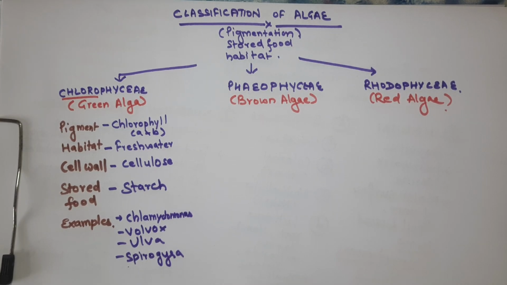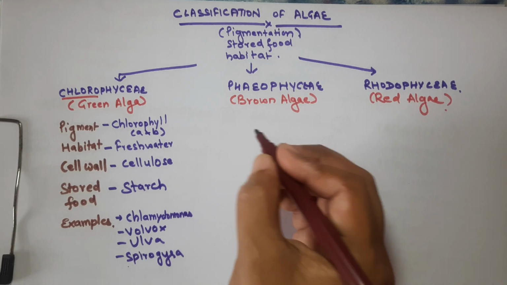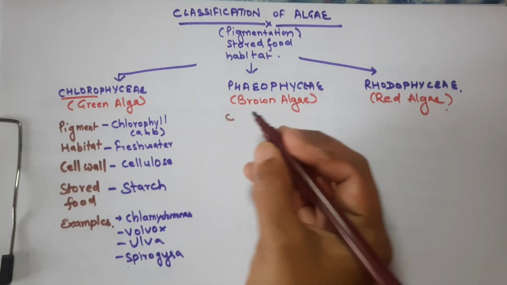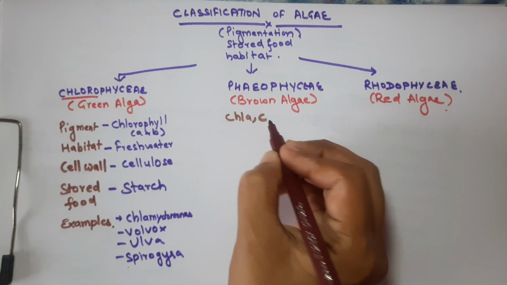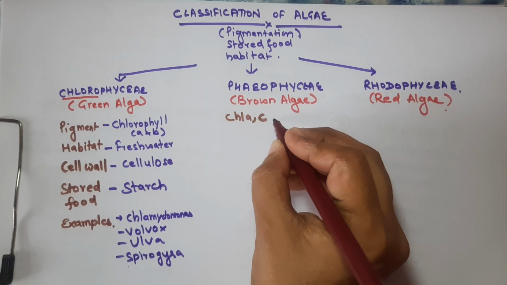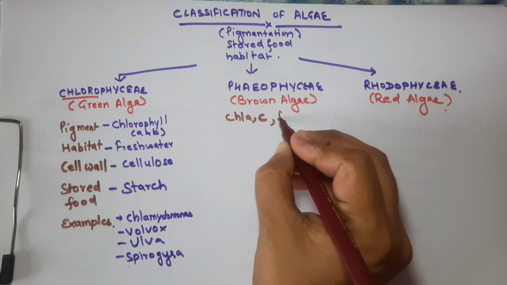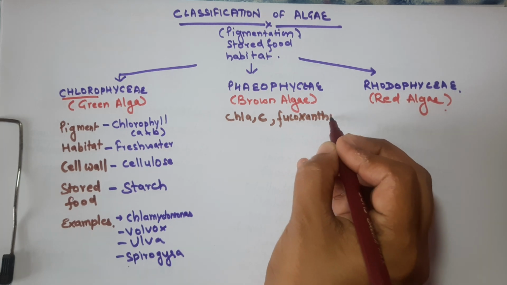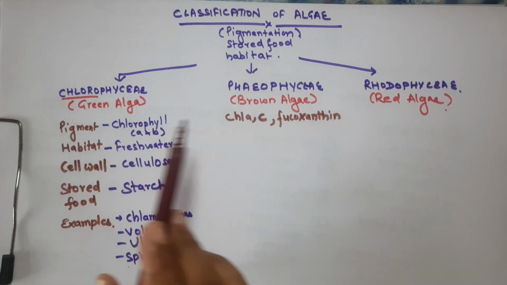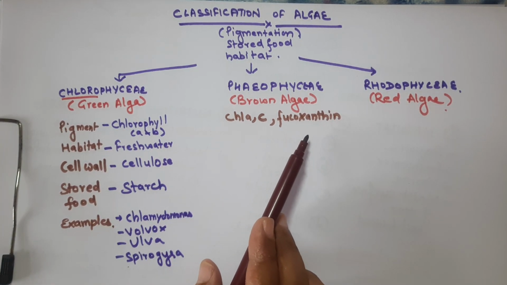Now let's talk about the brown algae. The brown algae pigments contain chlorophyll A, they will also have C, and fucoxanthin. So what separates the green algae and brown algae is the presence of fucoxanthin.